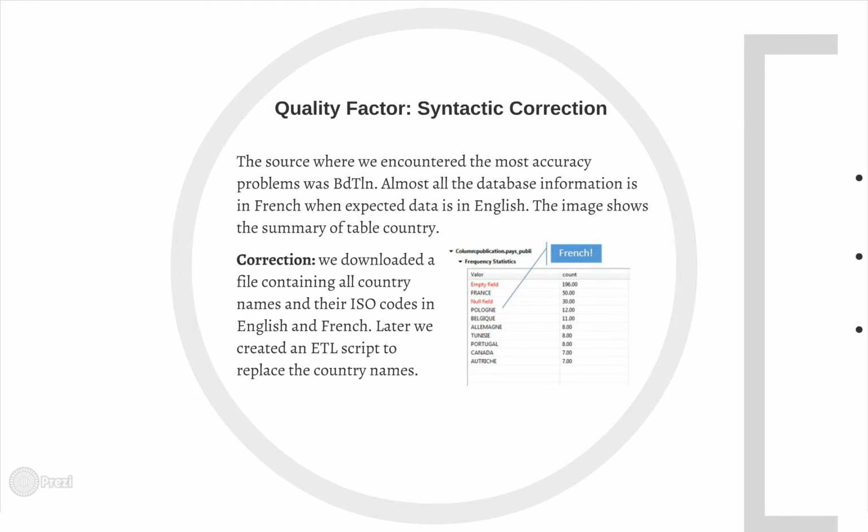The image shows the country of publication, and as you can see, the country of publication is written in French. So this was our quality problem. So now to define how to correct this, we downloaded a file containing all the names of the countries and their ISO codes, both in French and in English. And later, we use an ETL script to match a country written in French to a country written in English, and then just replace it.